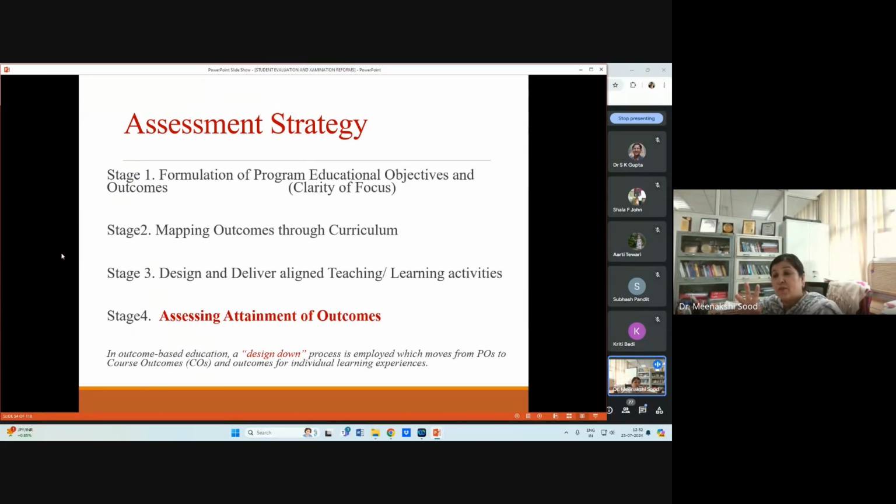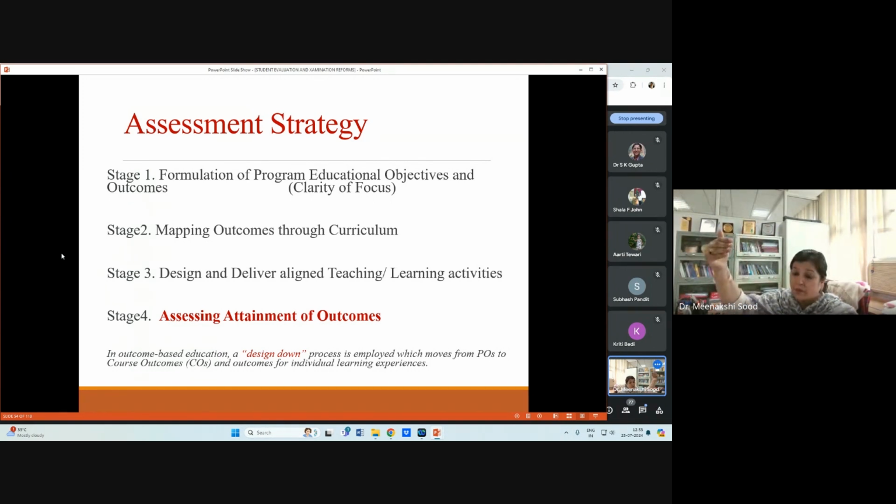Second is we should map our outcomes with the curriculum. If I want my student after the completion of a course to be able to solve a problem, or to solve a design of counters, it means if I'm going to assess the learning of the student on the basis of the design of counters, my curriculum should have the contents related to the design of counters. So it is a top down approach.